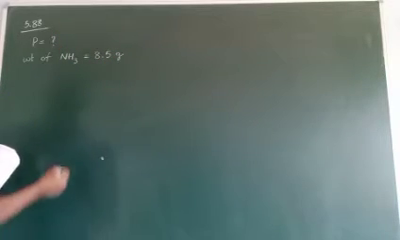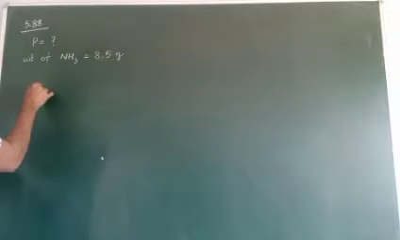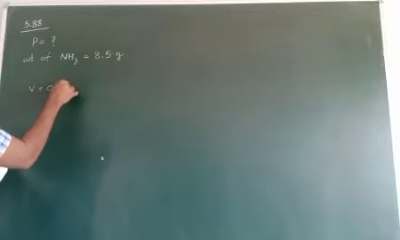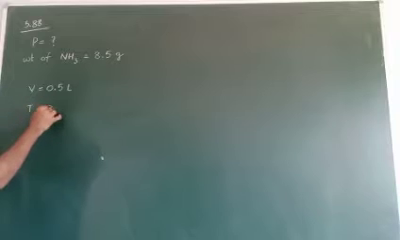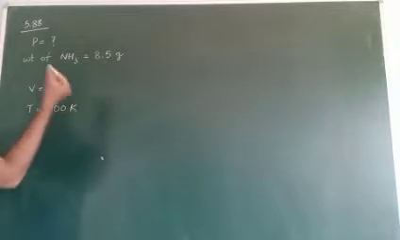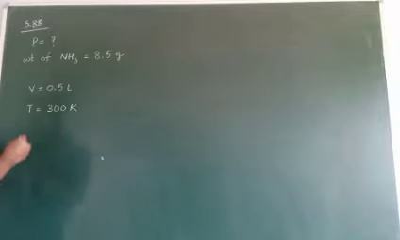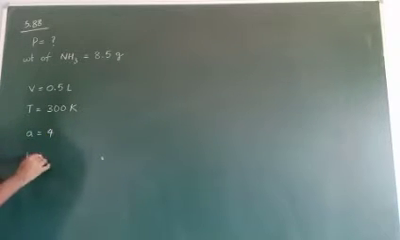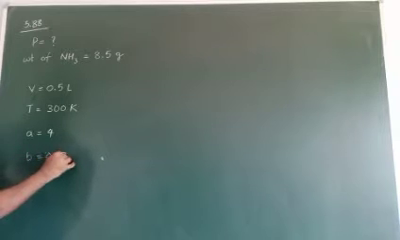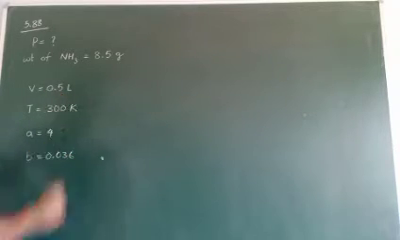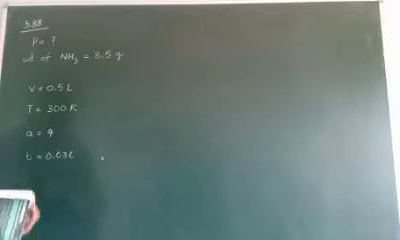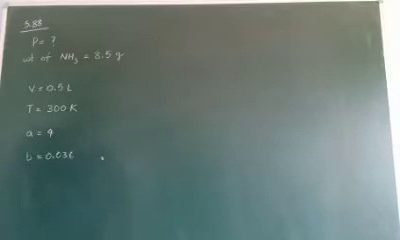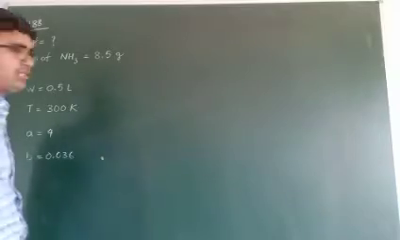And volume is given, that is 0.5 liters. And temperature is also given, T is equal to 300 Kelvin. So a value is given, a equal to 4 and b equal to 0.036. Of course, units are also given here. Now calculate pressure. Since the a value and b value are given, it is a van der Waals equation.